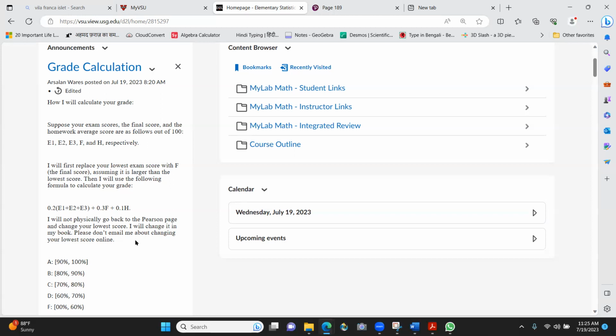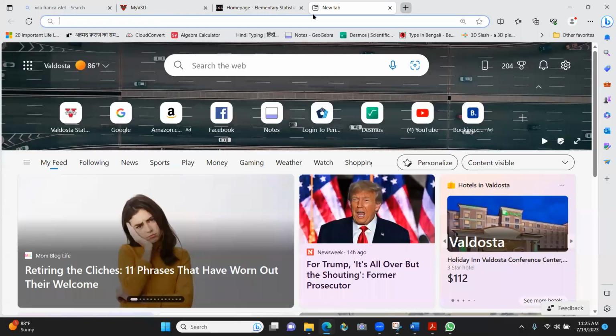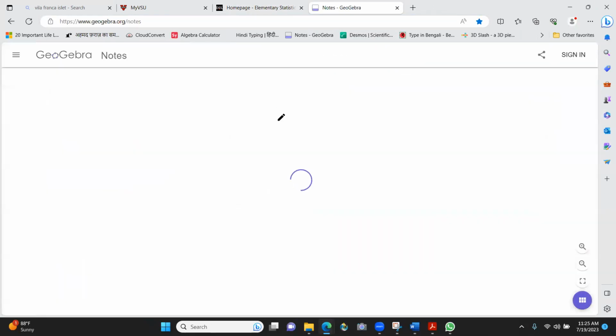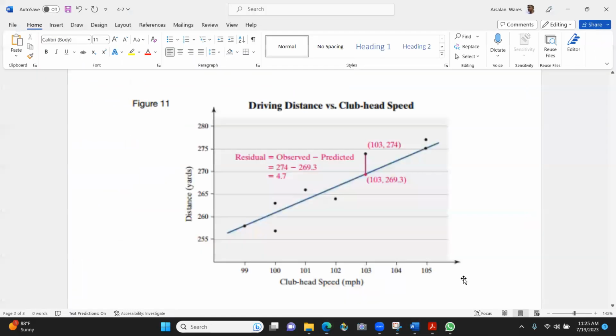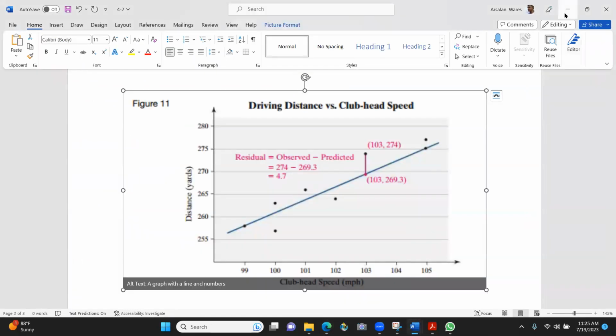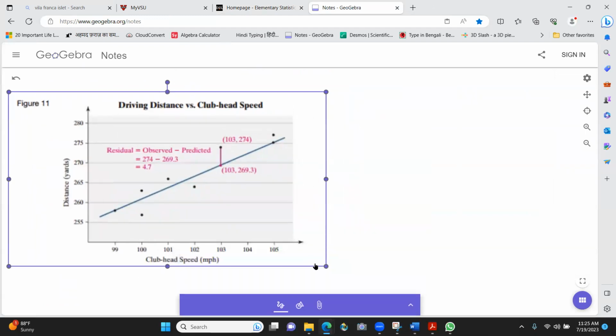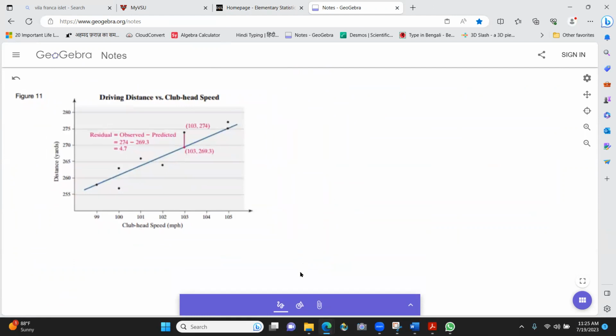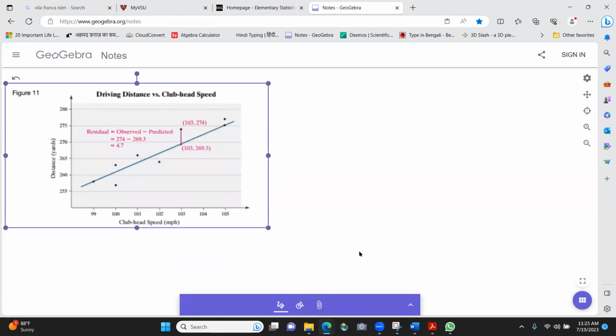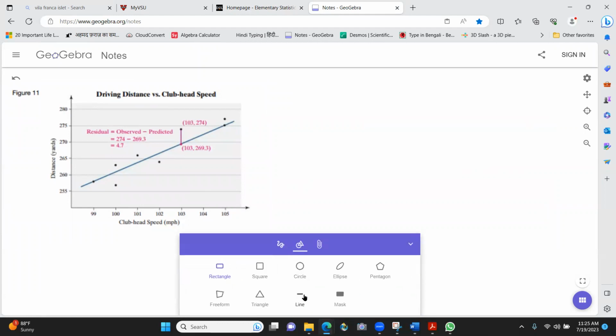Now let's get into the next section, which is 4.2. It's a very straightforward section, guys. So let me give you a little overview. Let's say I have a bunch of data. I know it's here, it's from your book, but I'm going to draw it if you don't mind. So let's say I have a lot of data points.